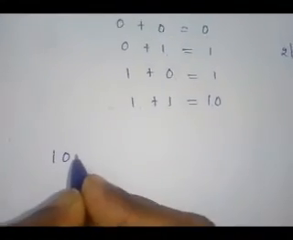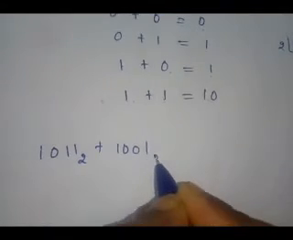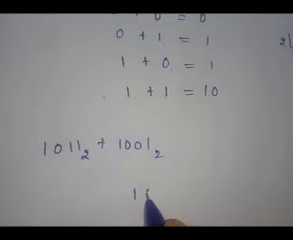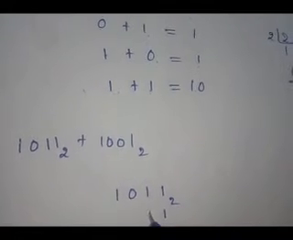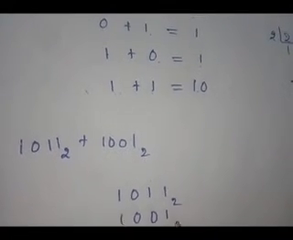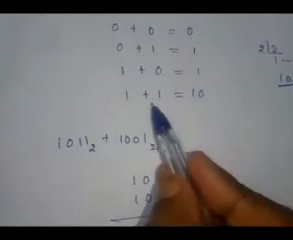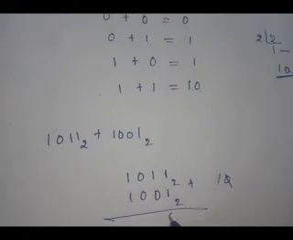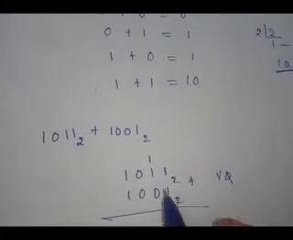1 0 1 1 base 2 plus 1 0 0 1 base 2. How will you do this one? Same as ordinary mathematics, you have to write it the same way, writing each digit in the proper position. 1 0 0 1 base 2. Add this. 1 plus 1, already we studied, 1 plus 1 is 1 0. 0 is written right here. This 1 goes to the carry bit. Understand?